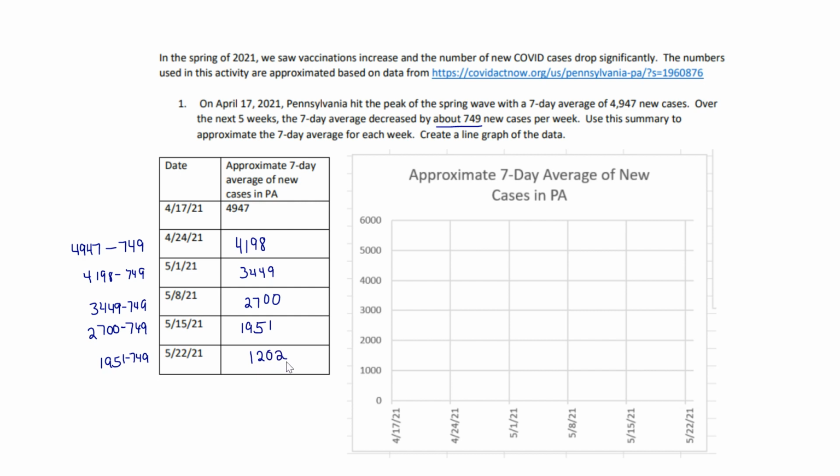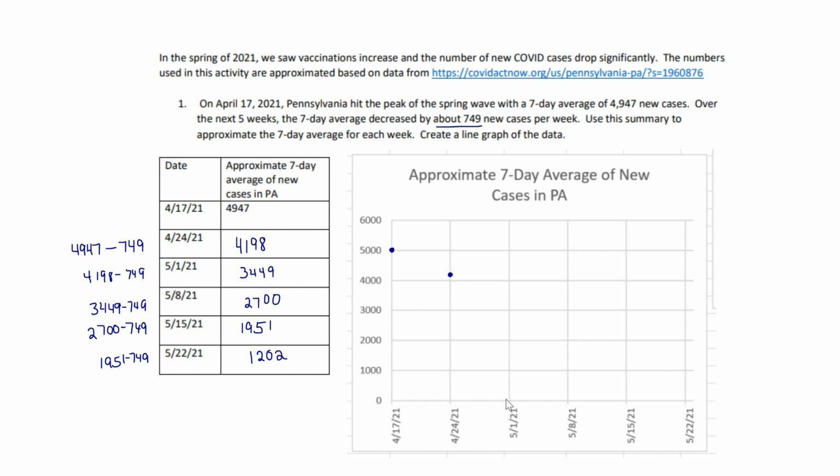1,202. So then it asks me to create a line graph of this information. I do have to do a little bit of approximating, but these numbers are pretty close. The first date is April 17th, and the cases are very near 5,000, so I'll make that my first dot. By April 24th, I am much closer to 4,000, but a little above, almost 200 above. So I'll approximate that here.